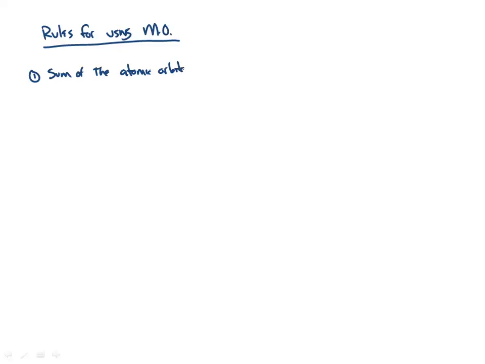So then we have some rules. Well, we also talked about what we meant by, well, let's see, what order do I want to do this? I guess we'll do it like this. So the rules for using molecular orbitals. The first rule is that the sum of the atomic orbitals is equal to the number of molecular orbitals.